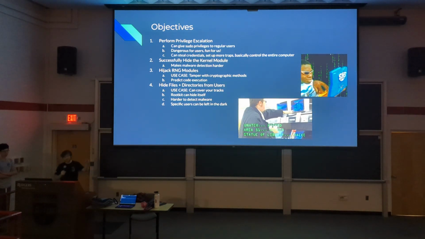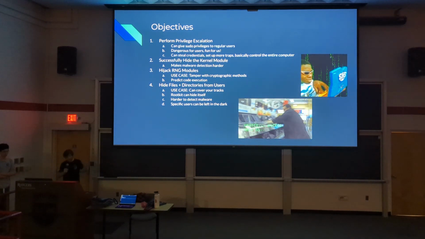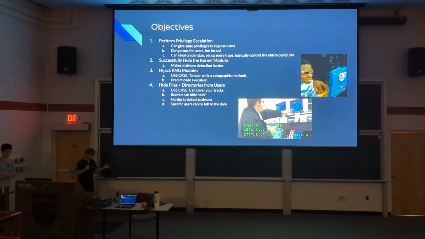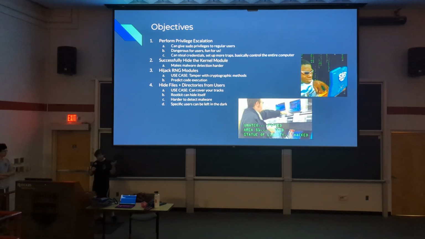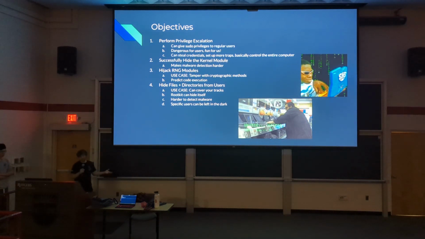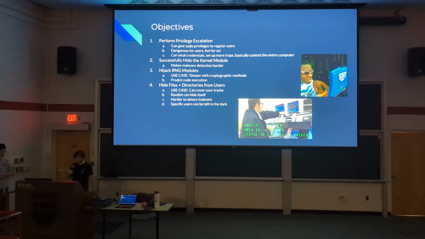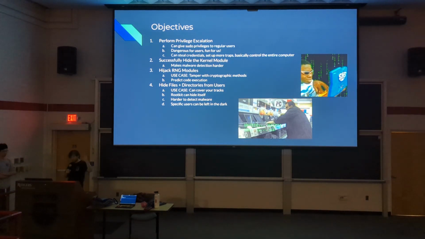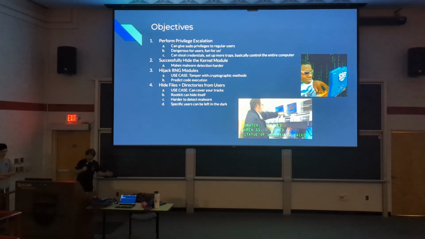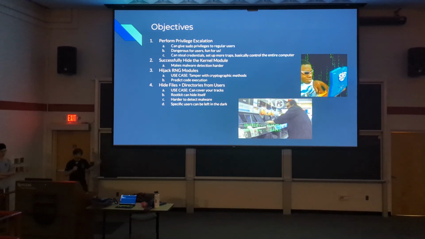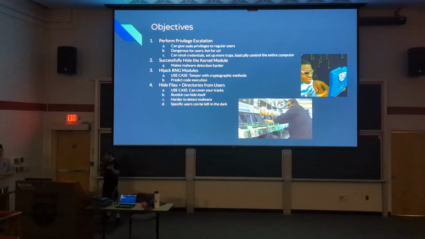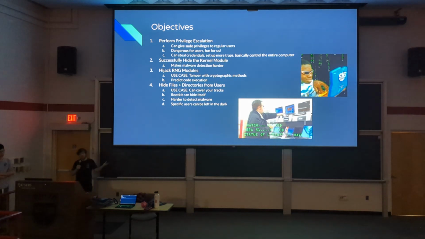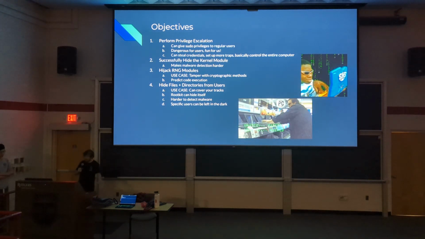Number 3, we want to hijack RNG modules. This is very important because people typically think that cryptography is secure, but cryptography is not secure when your RNG modules are hacked. So that's what we're going to be doing. And number 4, we're going to be hiding files and directories from user space. This is very important as well because, hey, what if you have a specific file on your computer that you think is a little bit embarrassing? Well, you can now hide it with our state-of-the-art malware.